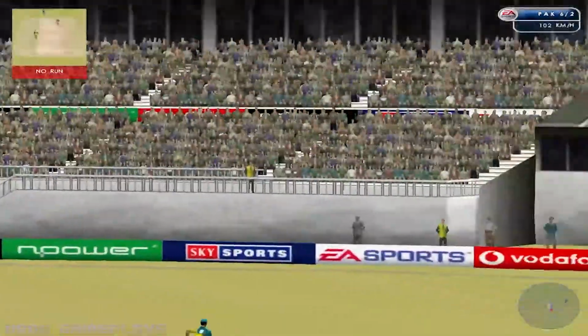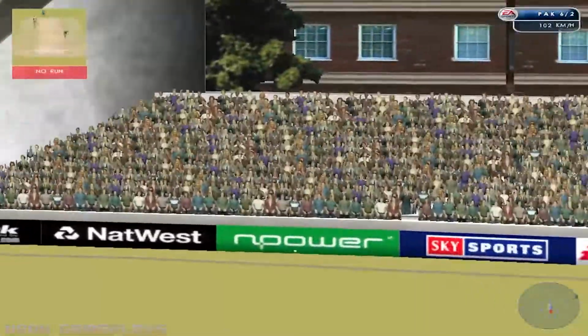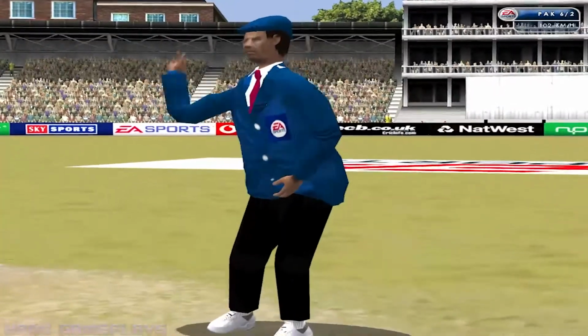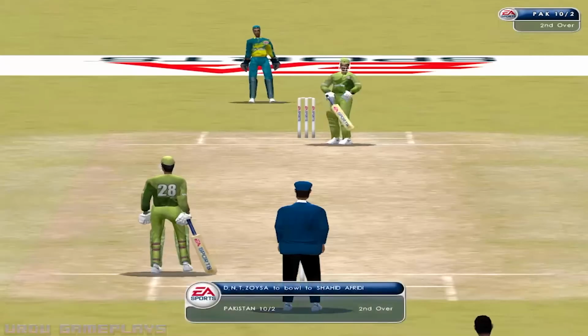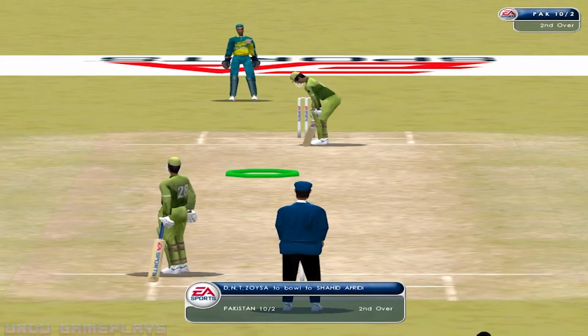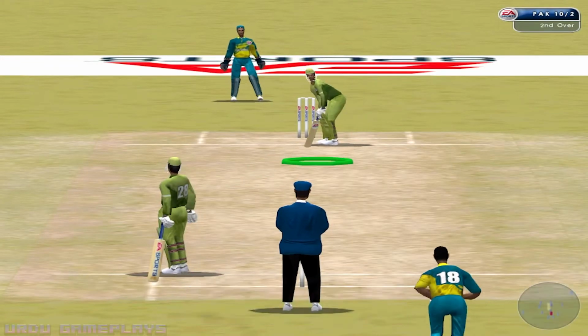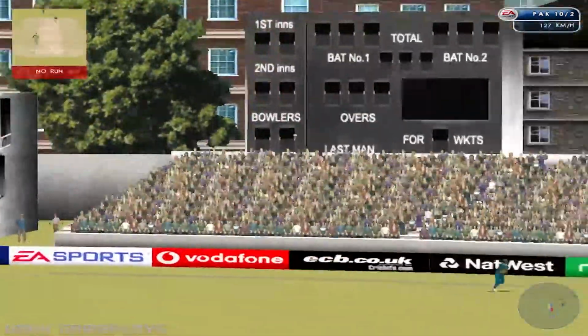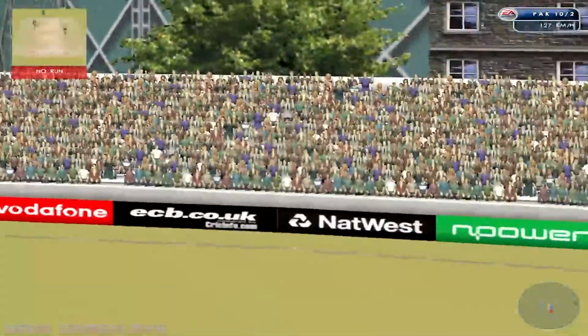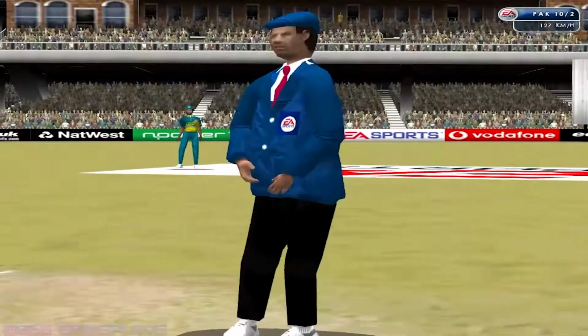It's in the air. That's the first boundary for Inzamam-ul-Haq. 19 overs are left for Pakistan. Zoysa to begin a new spell. The run rate stands at just under 7.5 an over. That's cleared the infield. That's the first boundary for Shahid Afridi.